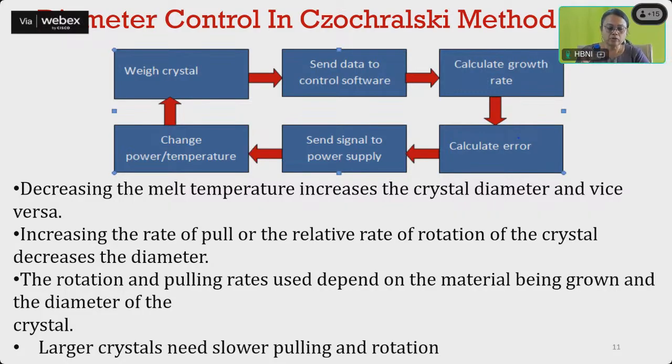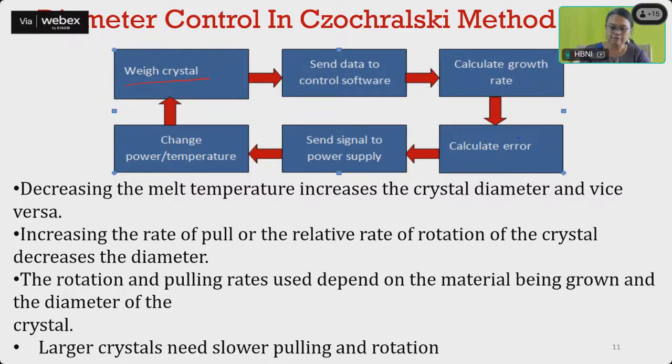Okay, so now coming to how the diameter is controlled. When the single crystal growth is happening, we don't see anything, and we are not seeing the diameter and controlling the growth. It is not by manual. The only signal which we get from the growing crystal is the weight of the crystal.